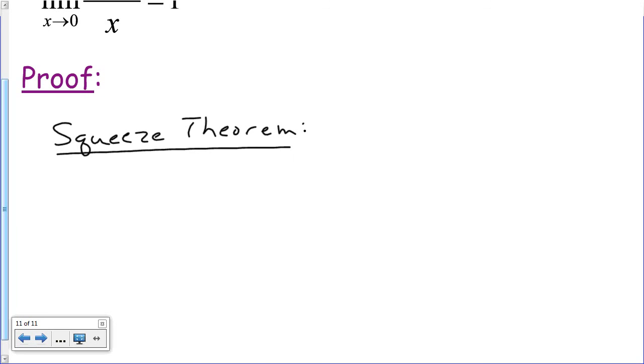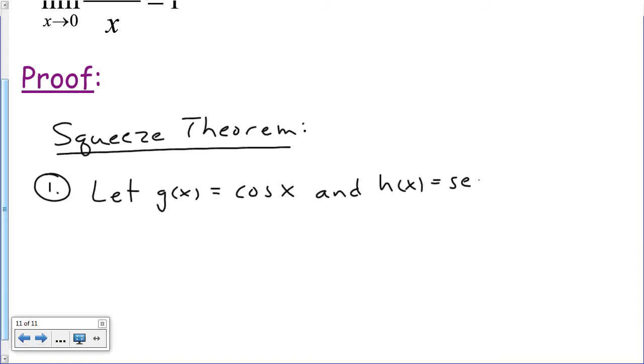Okay, and I usually like writing the theorem that we're going to use before we start, and then I'm going to list the conditions here that we've got to meet and show that we meet each one. All right, so the first condition was that you have to come up with two functions, g and h, and be able to claim that g of x is less than or equal to h of x. Well, we've actually already done that. We're going to let g of x be the cosine function, and we're going to let h of x be the secant function.